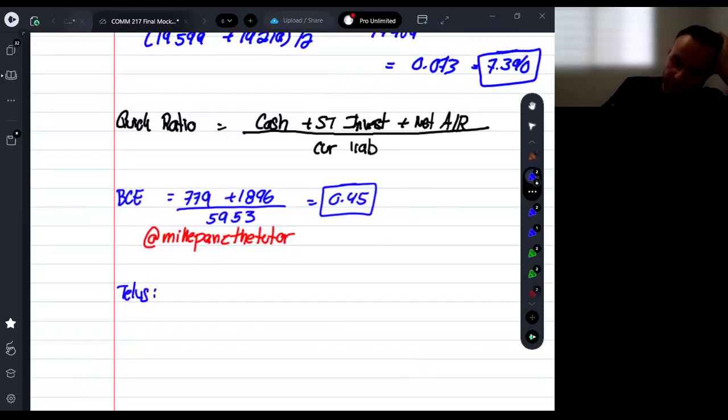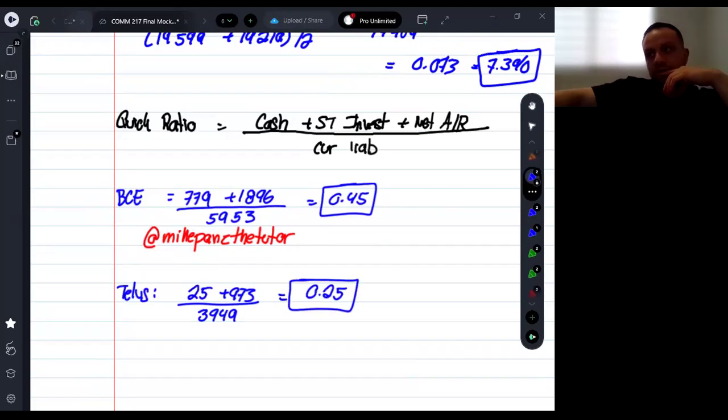So for Telus, we said we're gonna do 25 plus 973 all over 3949, and that's 0.25.